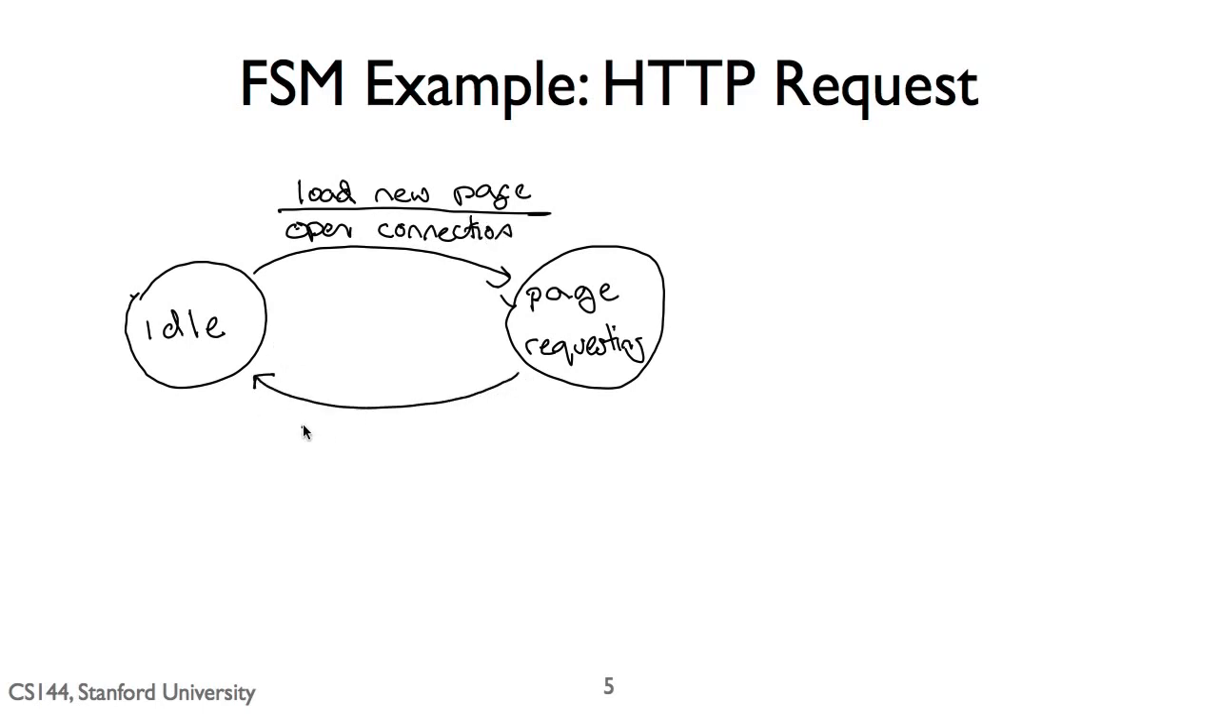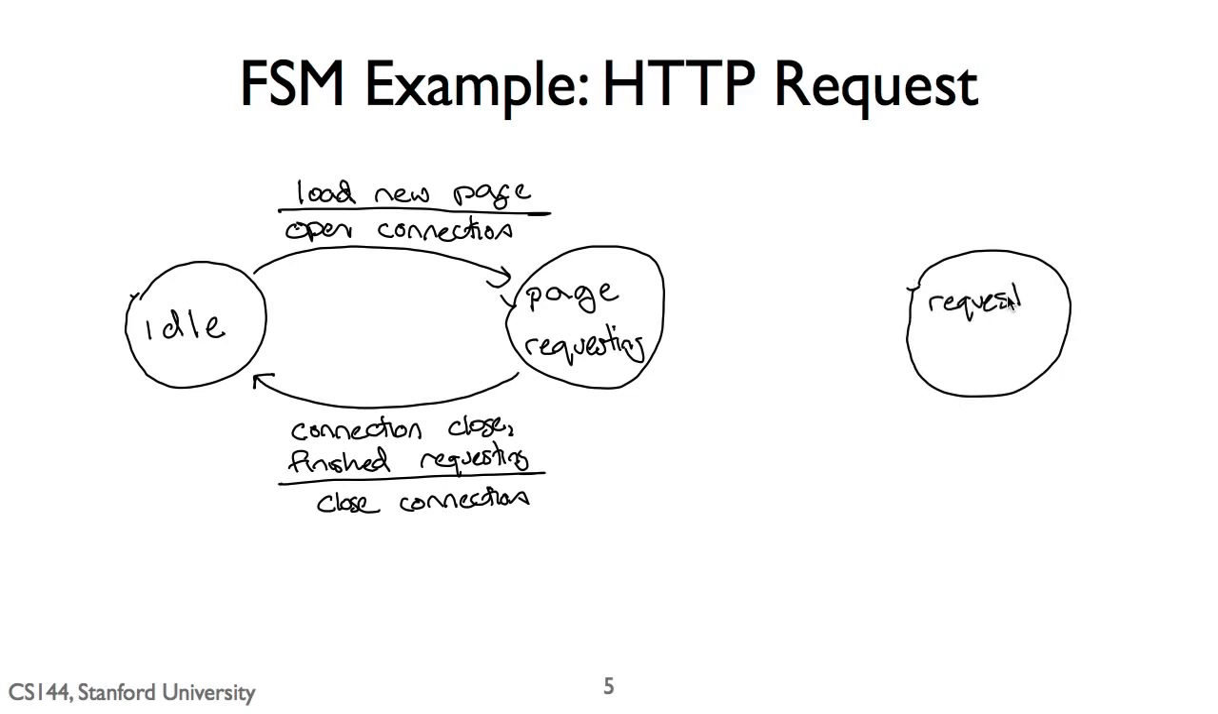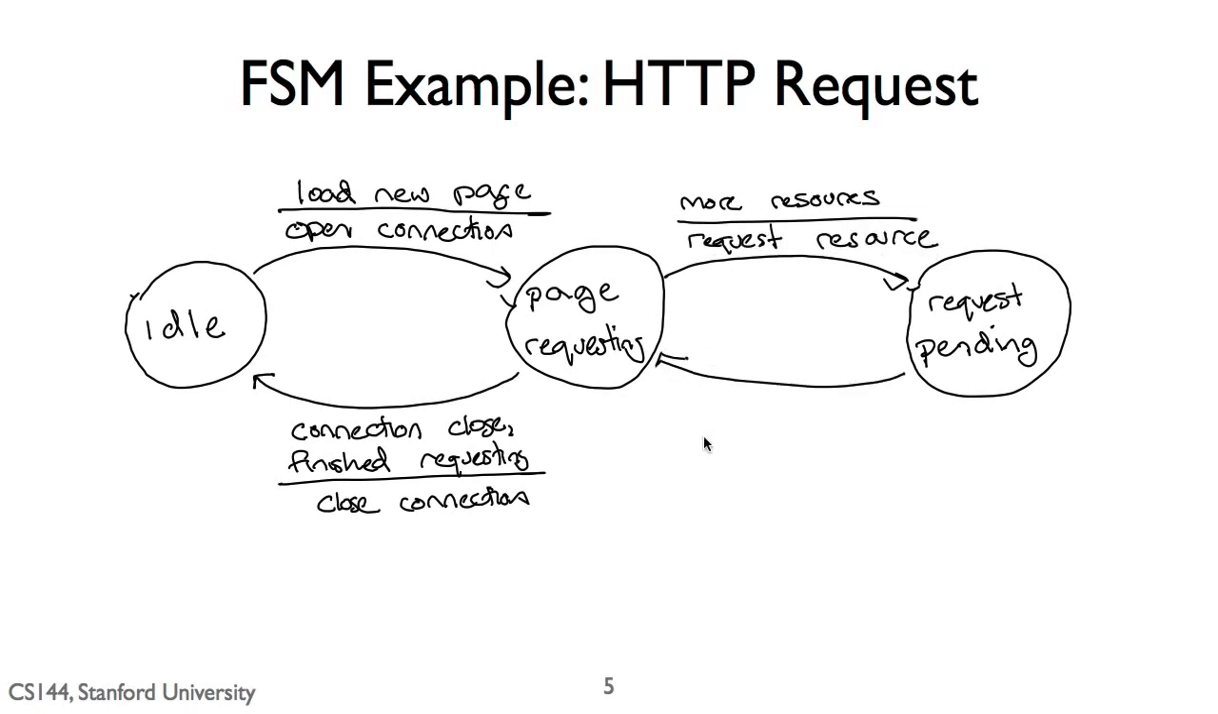Once we've opened a connection, we're now in the page requesting state. We'll transition back to the idle state when the connection closes, or when we finish requesting every resource on the page. We need one more state, which describes where we are in requesting a page. On the event of having more resources to request, we take the action of requesting a resource with an HTTP GET. This puts us in the request pending state. On the event of receiving the response, our system transitions back to the page requesting state. So here we have a three-state system: idle, page requesting, and request pending.